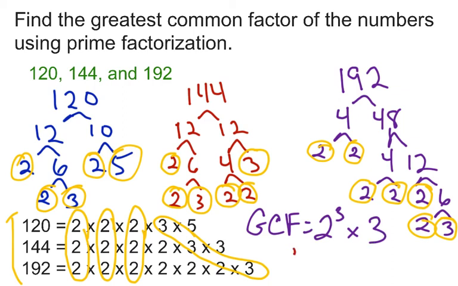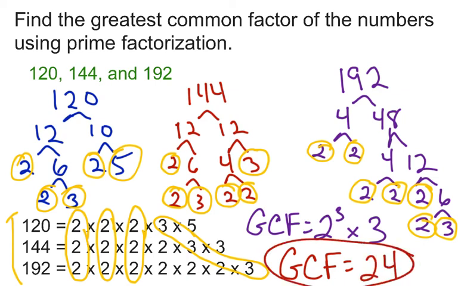Which means that my greatest common factor is 2 times 2 is 4, 4 times 2 is 8, 8 times 3 is 24. So my greatest common factor using prime factorization between 120, 144, and 192 gives me 24. I hope that helped you. Go ahead and take a minute to review your notes.